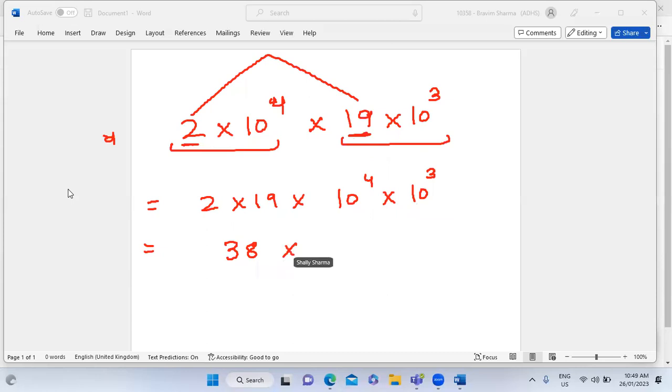And here we will apply our index law that a to the power of m times a to the power of n is equal to a to the power of m plus n. So this is going to be 10 raised to the power of 7.